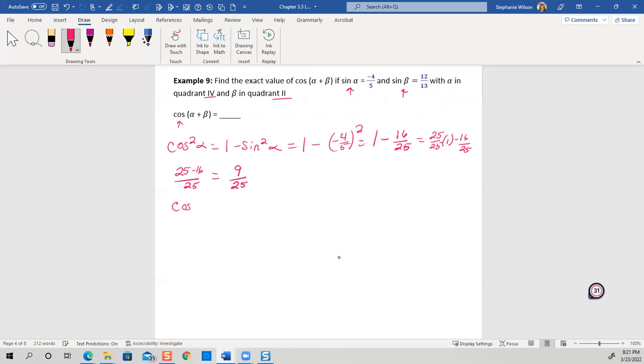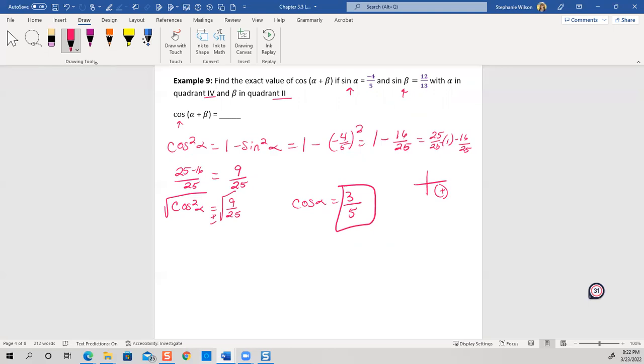Okay, so now let's find cosine. We got cosine squared of alpha. So what we're going to do is square root both sides. When we square root both sides, we get a plus or minus. So now I got cosine alpha is equal to 3/5. And since alpha falls in the 4th quadrant and cosine is positive in the 4th quadrant, our answer here is just going to be positive. So we have 3/5. Let me just rewrite that. So in the 4th quadrant, cosine here is positive. So that's why we kept it positive.